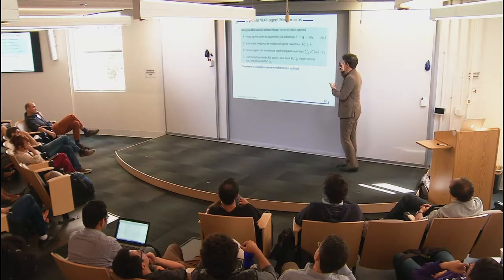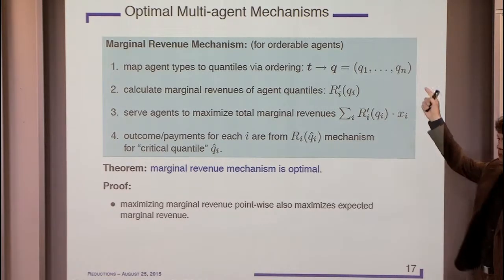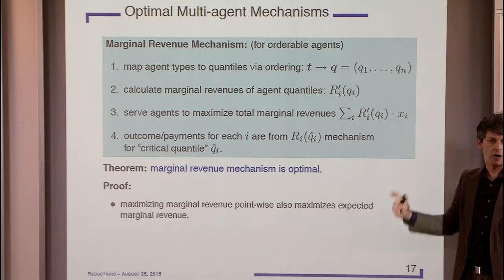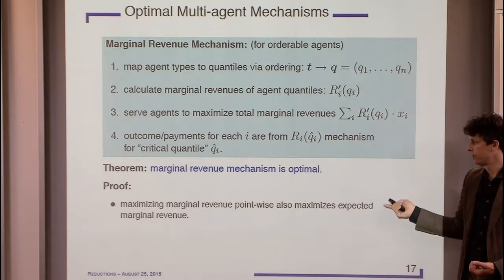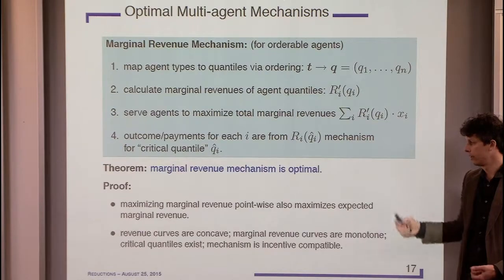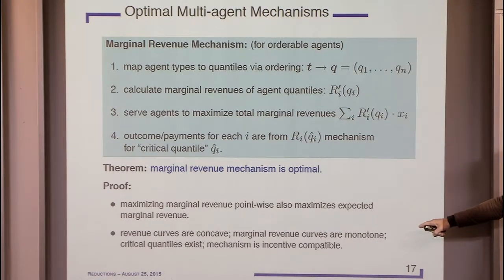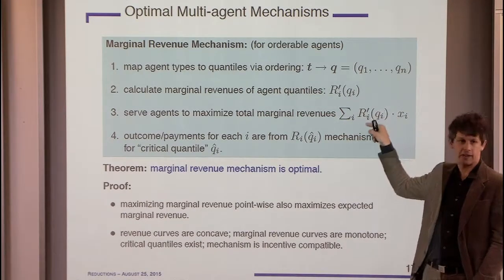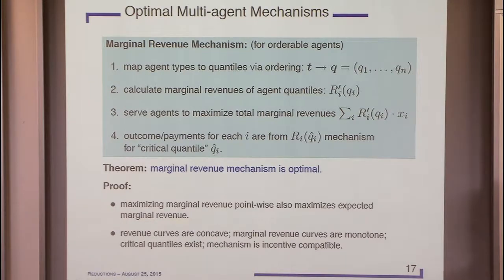Okay, so the theorem is this mechanism is optimal. How do you prove this? Well, we pointwise optimize marginal revenue, and marginal revenue is equal to optimal revenue always by the previous theorem. So we have to have optimized revenue. Now, is it incentive compatible? Well, the revenue curves are concave, so the marginal revenue curves are monotone. So these critical quantiles I needed here exist, and this is IC, which is the standard proof that you would prove this mechanism if you were Roger Myerson.